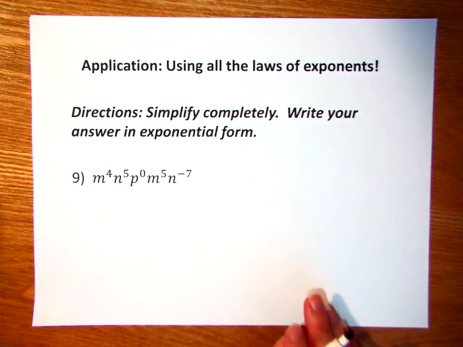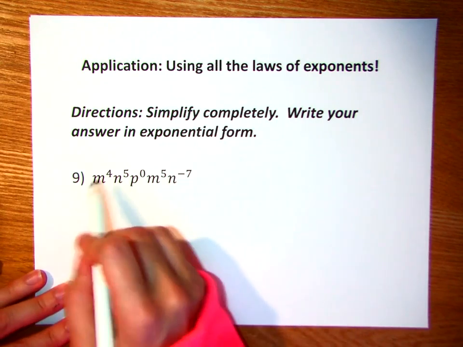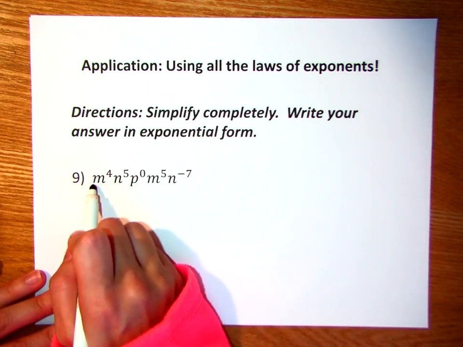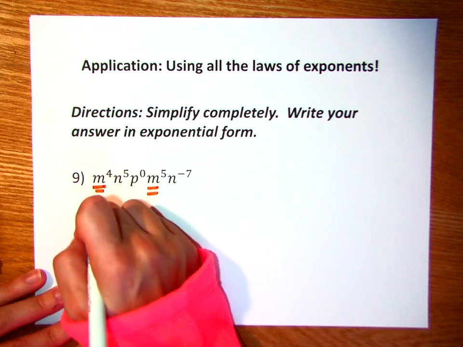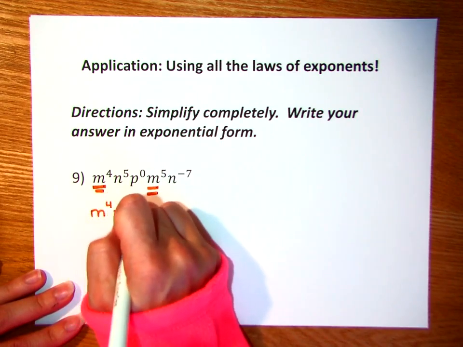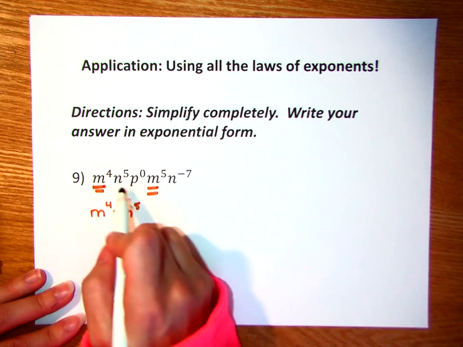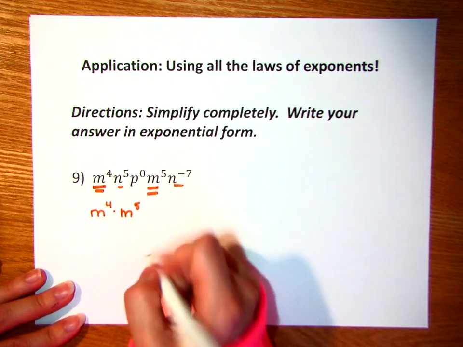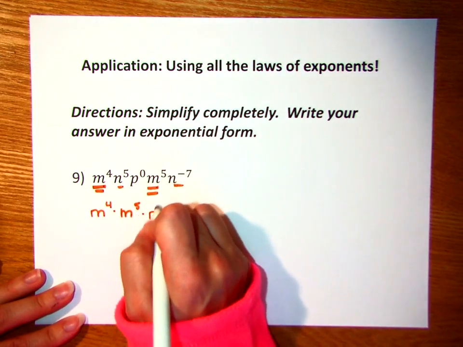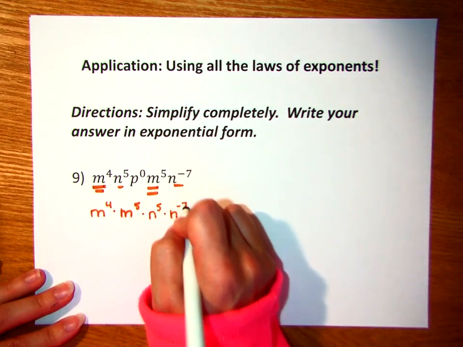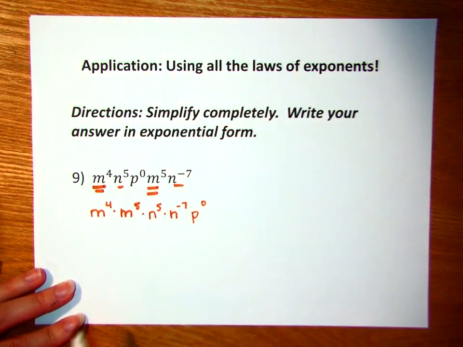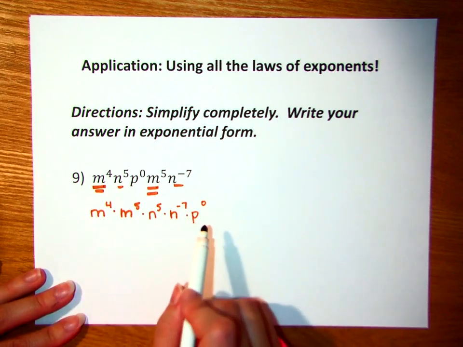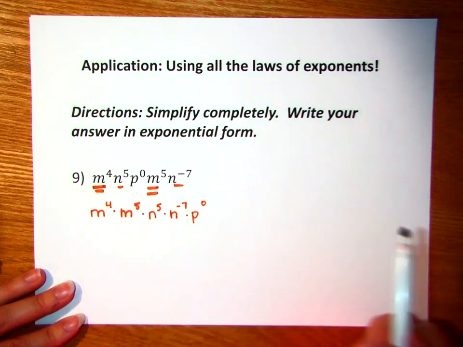This one says simplify completely, and again we're still writing our answer as an exponent. So here we're looking for bases that are the same. So I see an m, I see an m. Let's put them together. M to the 4th times m to the 5th. I see an n and an n. Let's put those together. So times n to the 5th times n to the negative 7th. I see 1 p, p to the 0th power. So all I've done so far is I've rearranged. Because this is all multiplication, you can do that.